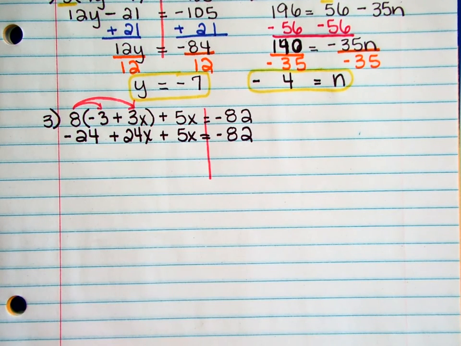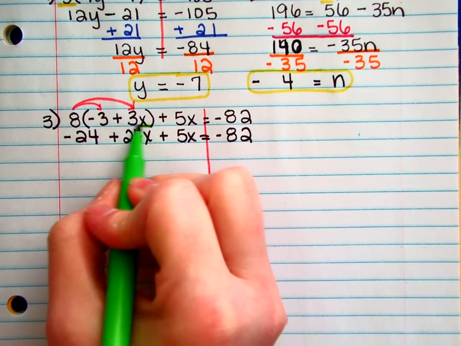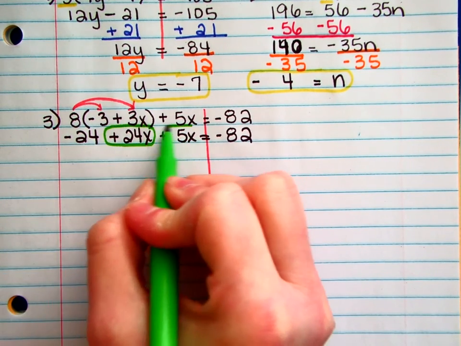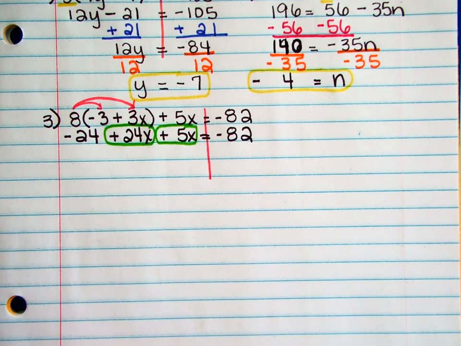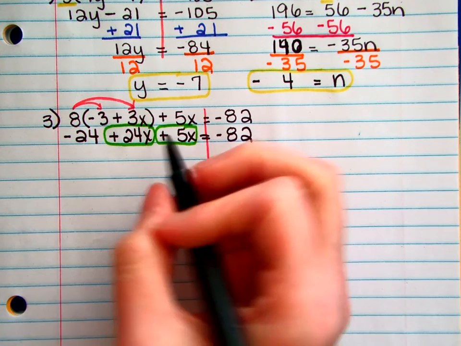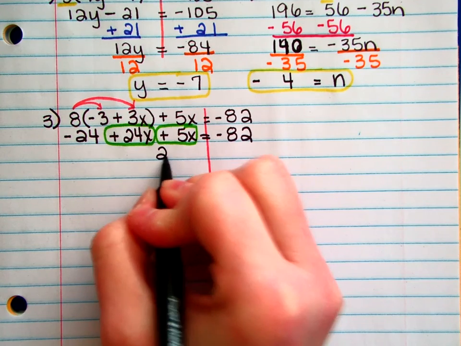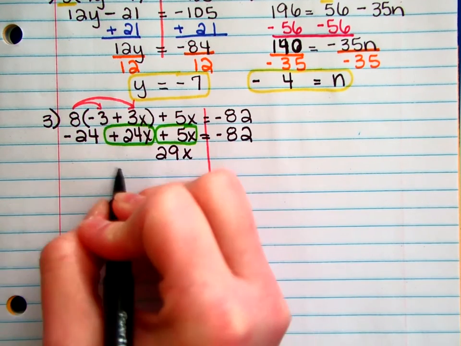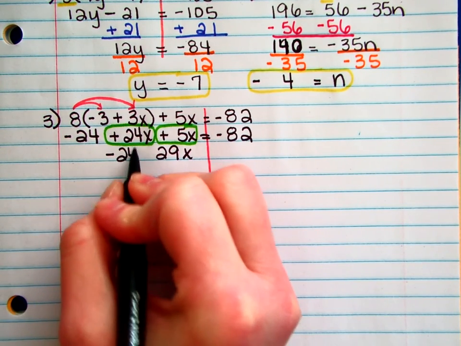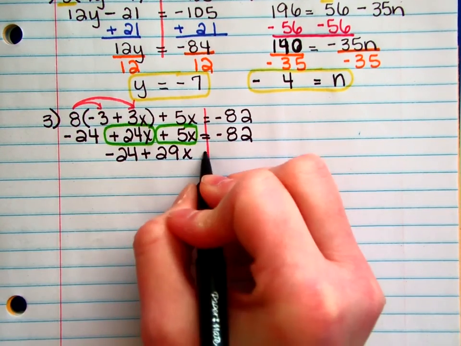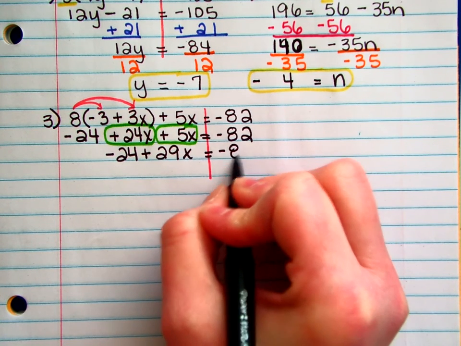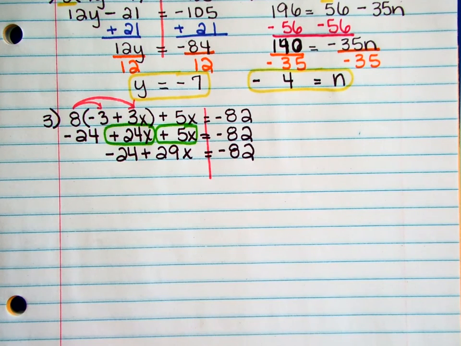Bring it all down, show all your steps. We will have to utilize step 2 here, which is combine any and all like terms. We've got 24x's and 5x's to combine. So we do need to bring those together. When we do, we end up with 29x, and then we need to bring down our negative 24. And we're adding him to 29x is equal to negative 82.